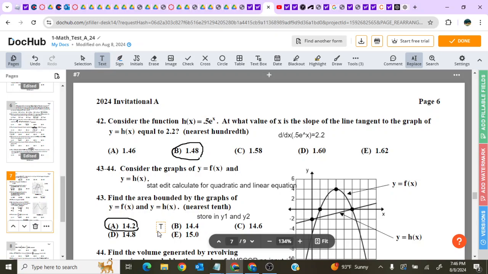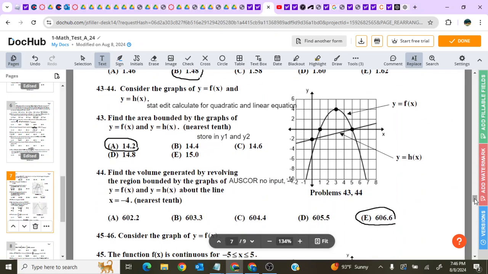Consider the function h of x. At what value of x is the slope of the line tangent to the graph equal to 2.2? The slope of the tangent line is going to be the same as the slope at a given point. When is the slope of 0.5 e to the x equal to 2.2? Put it in an equation solver, or realize that the derivative is literally the exact same equation, and figure out when it's 2.2, and you'll get 1.48.